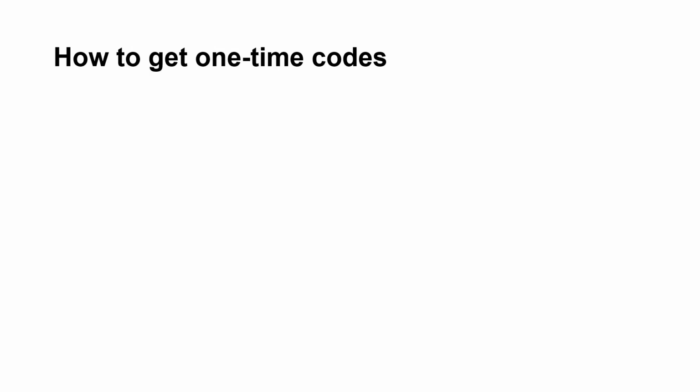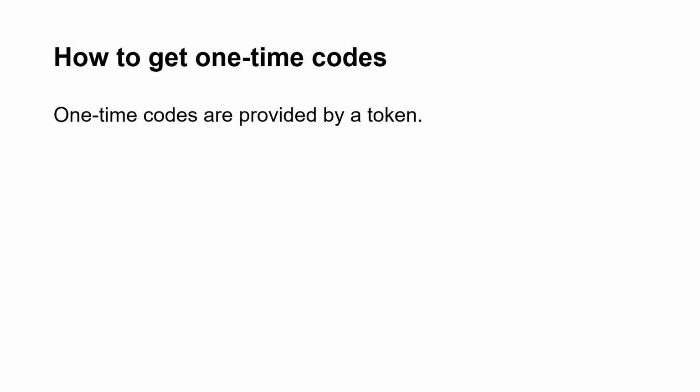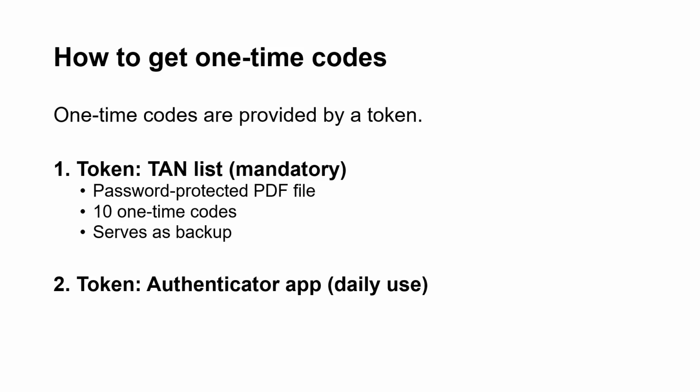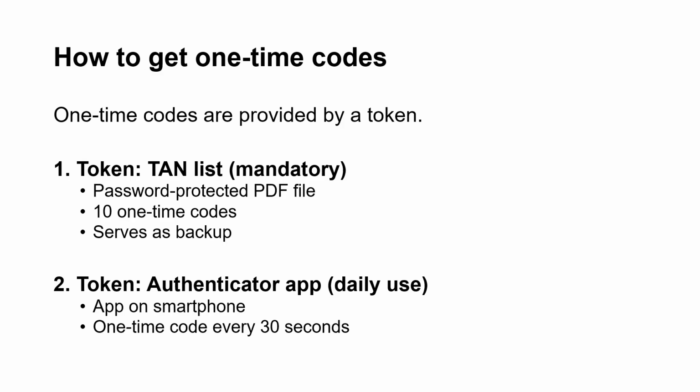Now let's talk about these one-time codes. You obtain the codes from so-called tokens. The first token you need to set up is a TAN list. The TAN list is a password-protected PDF file containing 10 one-time codes. These one-time codes run out quickly, so they serve only as a backup. For daily use, we recommend the Authenticator app on your smartphone. It generates a new one-time code every 30 seconds.